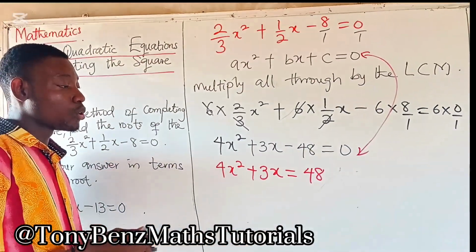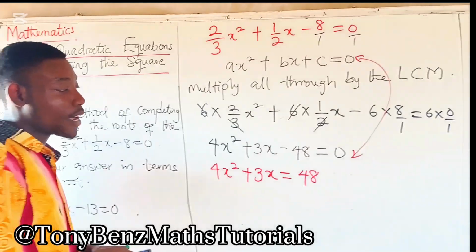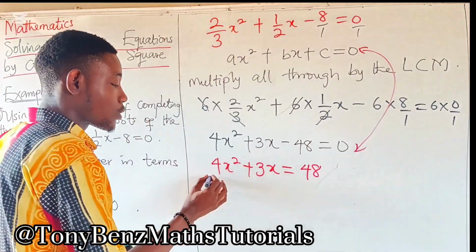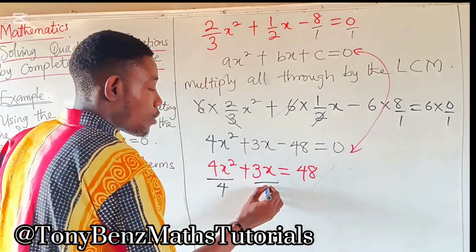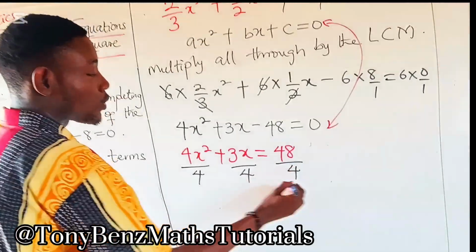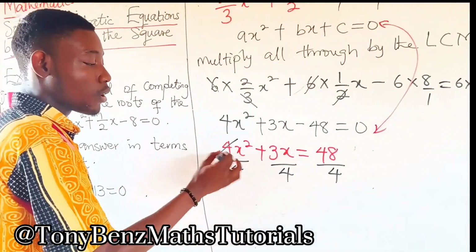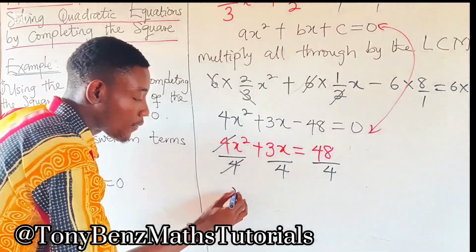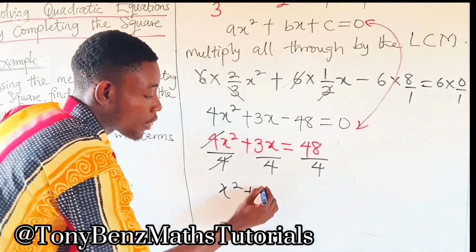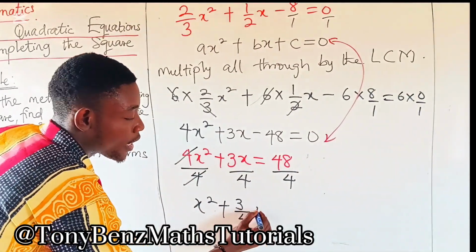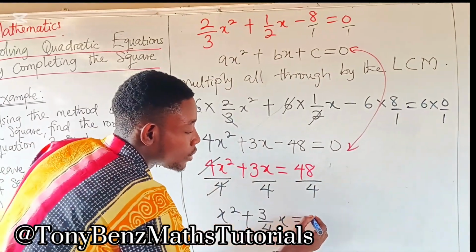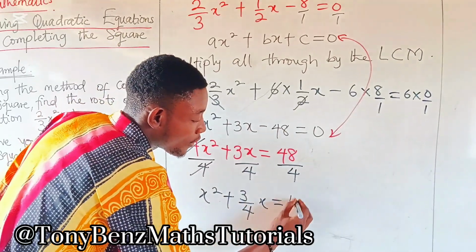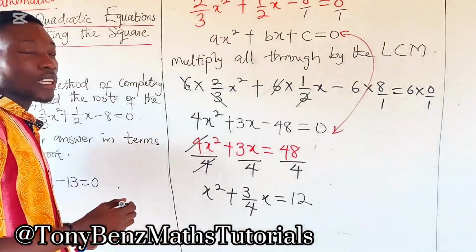So what are we going to do? We are going to divide all through by the coefficient of x squared. What is the coefficient of x squared? 4. So we are dividing all through by 4. We have x squared plus 3 over 4 x is equal to 48 divided by 4, which is 12.